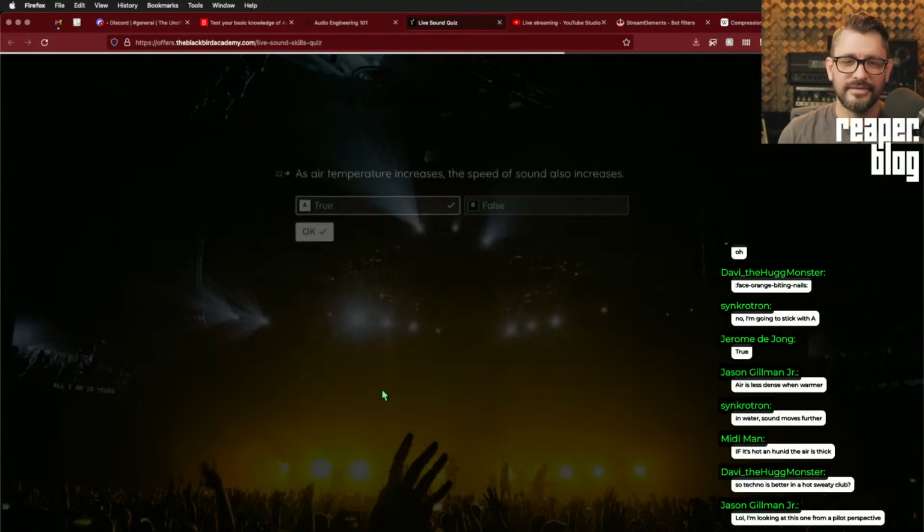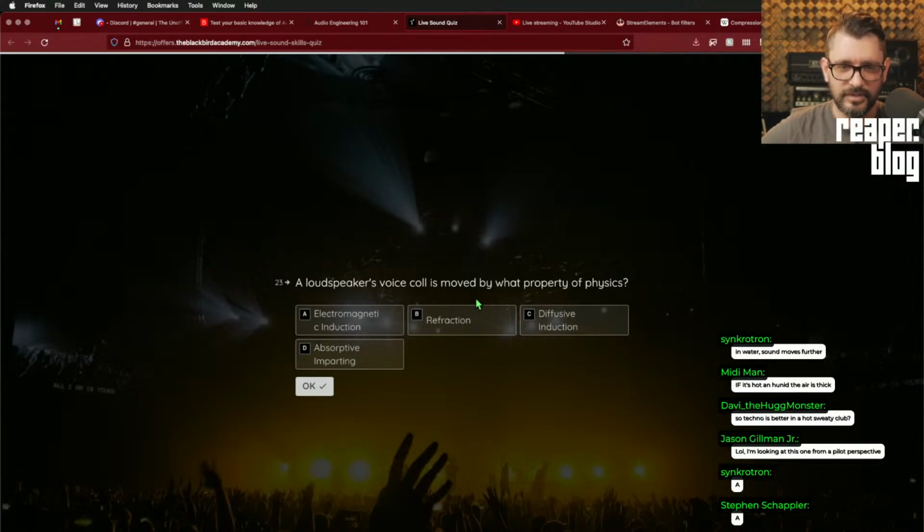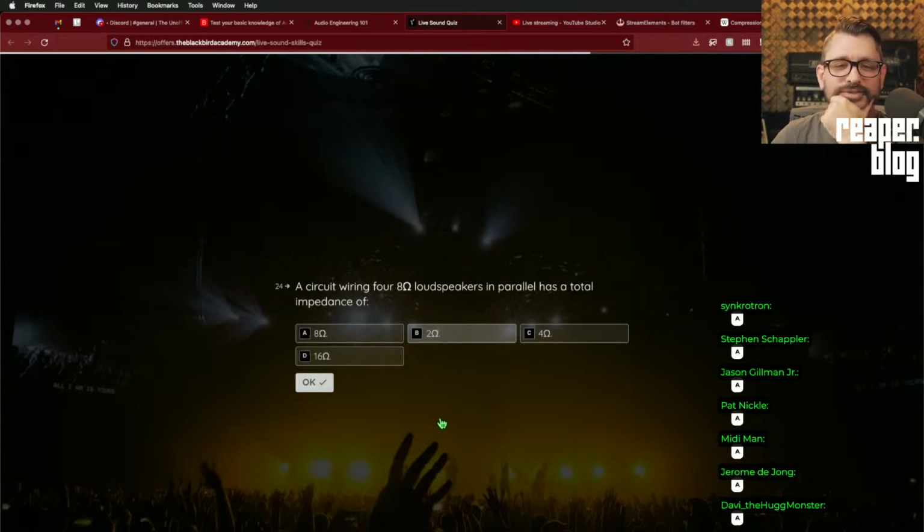I don't know. A loudspeaker voice coil is moved by what property of physics? Electromagnetic induction, refraction, diffusive induction, absorptive imparting. A voice coil is moved by what property of physics? Yeah, electromagnet. Circuit wiring of 4 8-ohm loudspeakers in parallel has a total impedance of 8 ohm, 2 ohm, 4 ohm, 16 ohm.